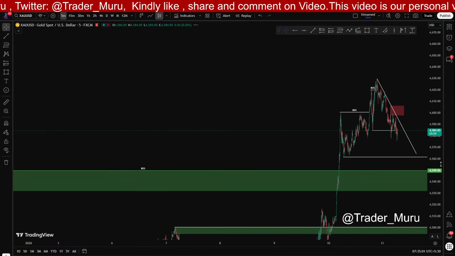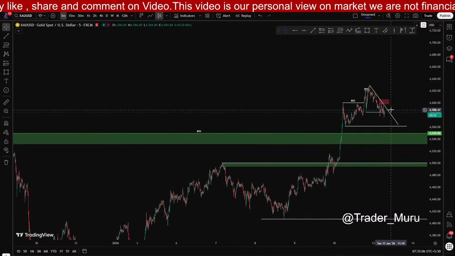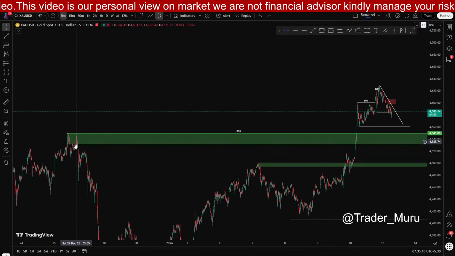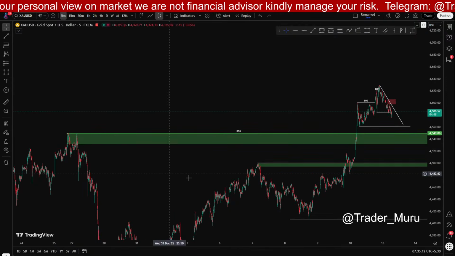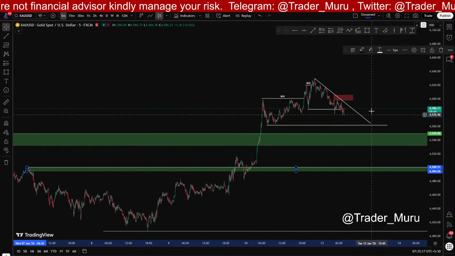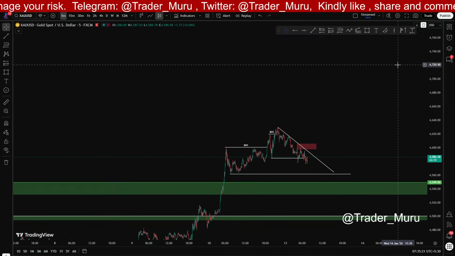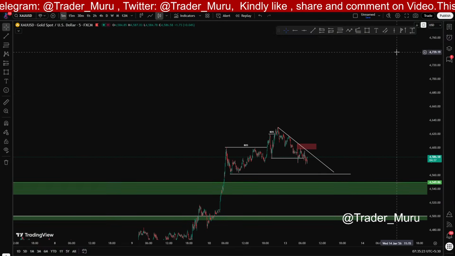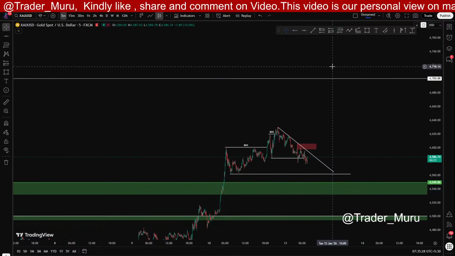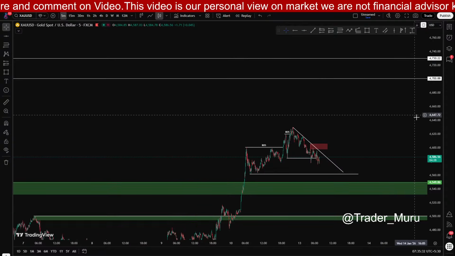Possible that after breaking a trend line, price gives a massive liquidity hunt, and this area will be my first POI for buy. After that, this one around 4500. I'm still bullish in gold, and my target is 4700, 4730. This is my current target for gold. This zone.